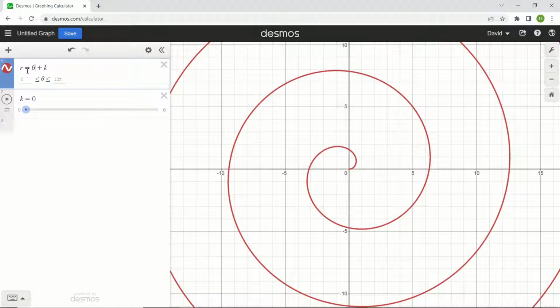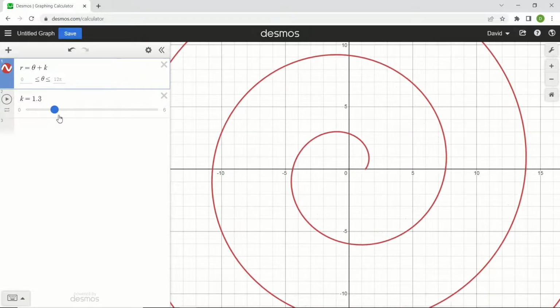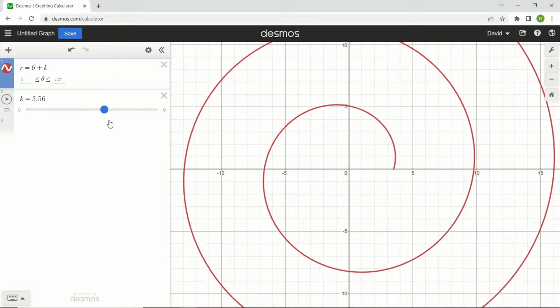Just watch this, and you can do Desmos later. So this is r equals theta with a k value of 0. So this is like what is on your sheet of paper right now. It's this spiral. So watch what happens as we increase k. Oh, so here I'm going out, out, out, out, out. So you can see the initial point is moving out the way that we saw, but it's sort of like all the points are moving out.